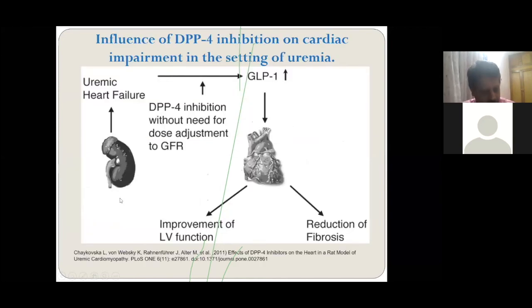Even in people who have heart failure and also uremia, DPP4 inhibition has been shown to increase GLP-1, which further improves the LV function and reduces heart fibrosis. We all know that diastolic dysfunction also happens in CKD patients, which is an important factor for sudden LV dysfunction. So DPP4 inhibitors may further reduce the LV fibrosis and improve the LV function and help our patients.